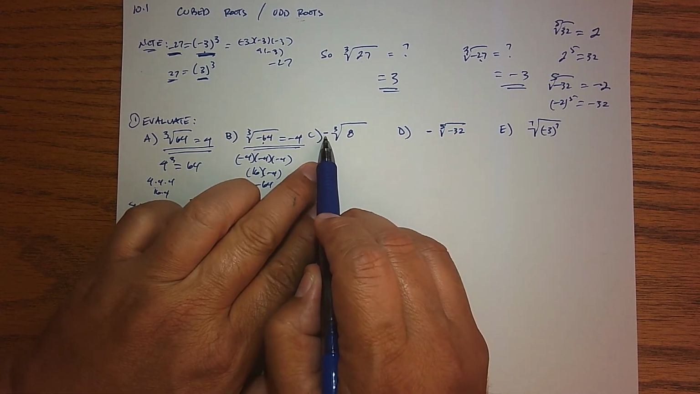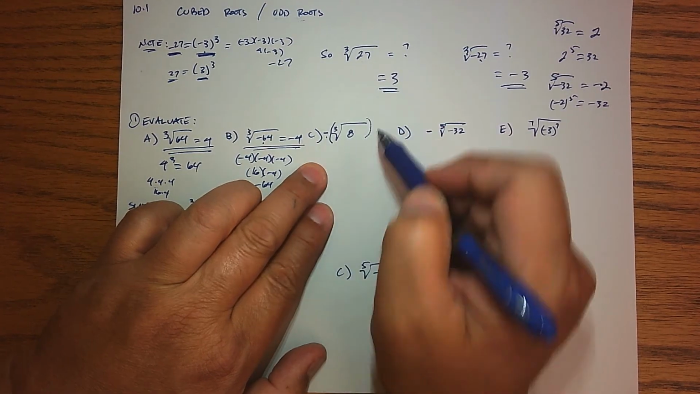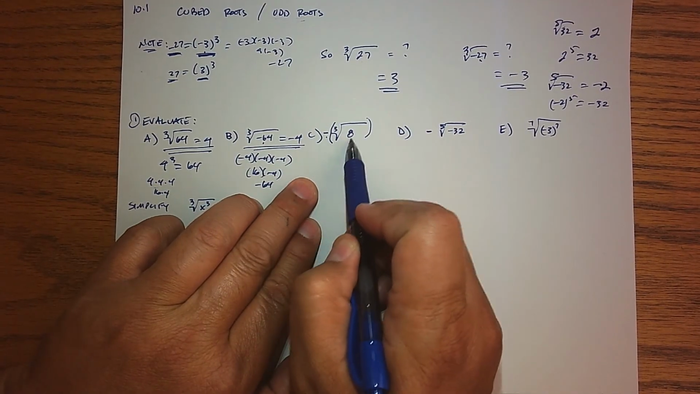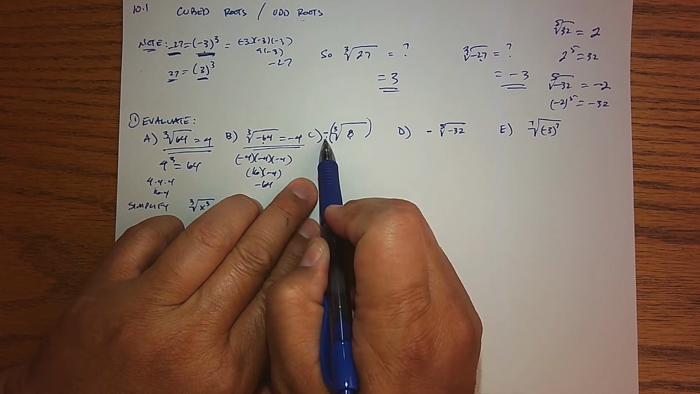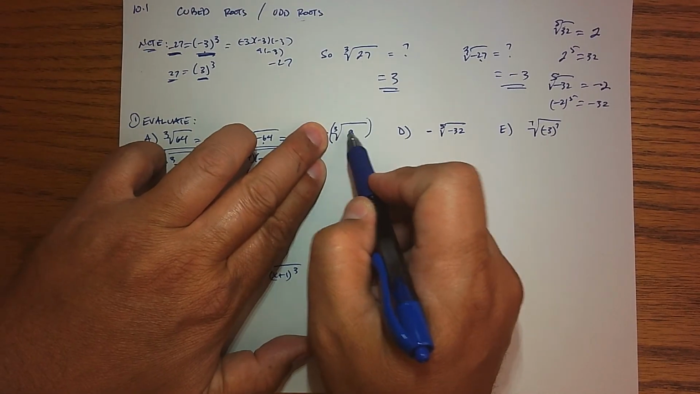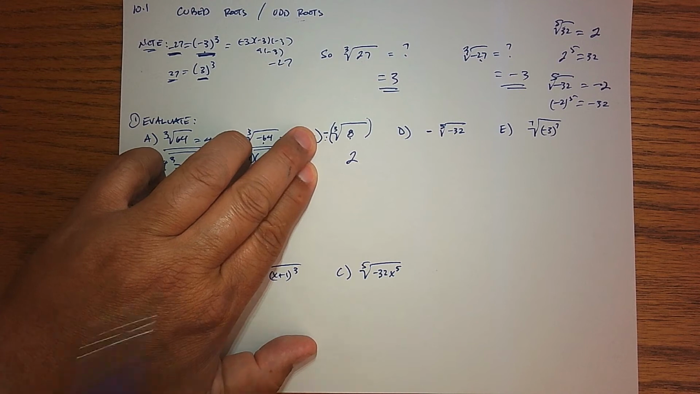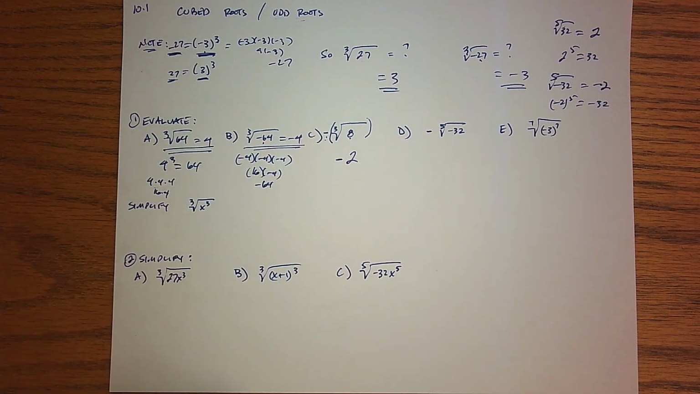Here, the negative is outside, so again, we're going to treat this as a multiplication. So we have to figure out what is the cube root of 8 first, and then take its opposite. The cube root of 8, what number can you raise to the third power and get 8? Well, that would be 2. And then I'm being asked to apply a negative to it. So the value of that would be negative 2.